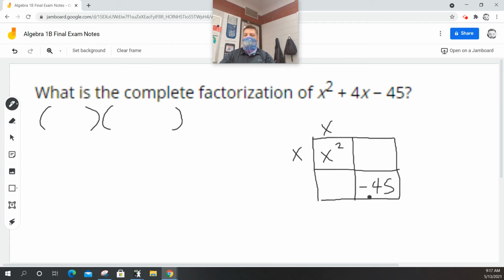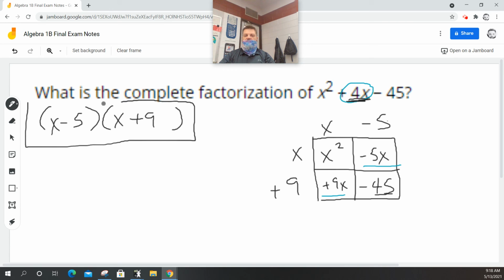Now, what I need to do is think of two numbers that when I multiply them, they equal negative 45, but when I add them up, they add up to 4x. So remember, this right here plus this has to add up to 4x. I think 9 and 5 work, right? If I say positive 9 and a negative 5, negative 5 times x is negative 5x. 9 times x is a positive 9x. What's 9x minus 5x? 4x. So then the factorization is x minus 5 times the quantity x plus 9. And that is the answer.